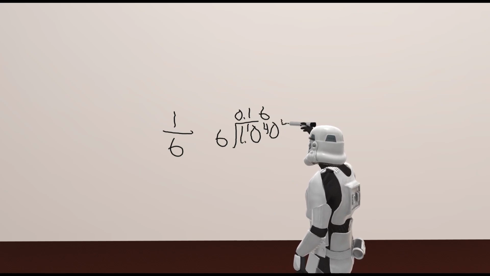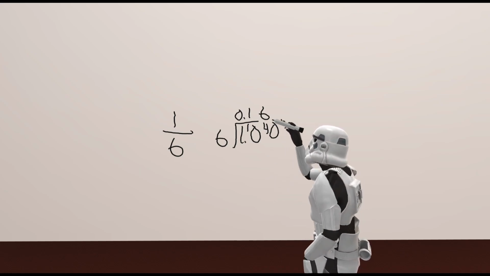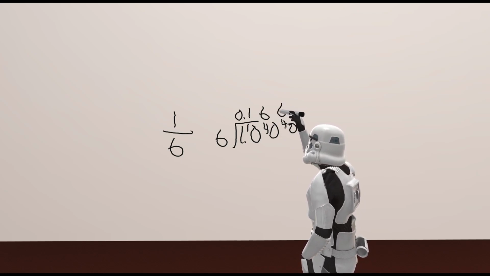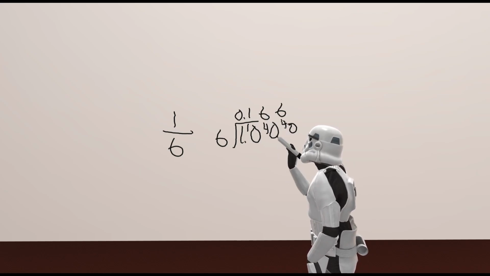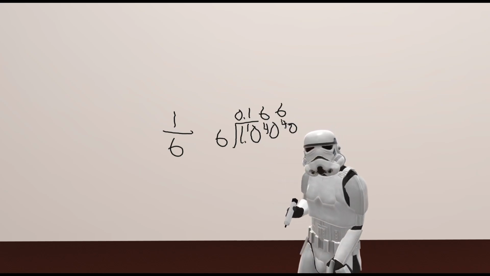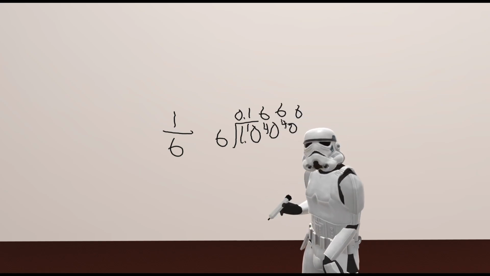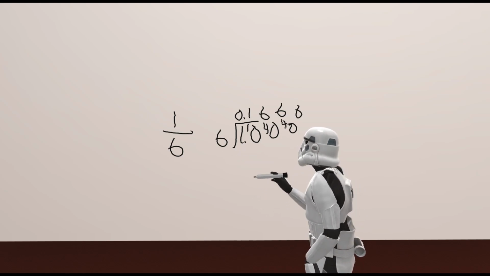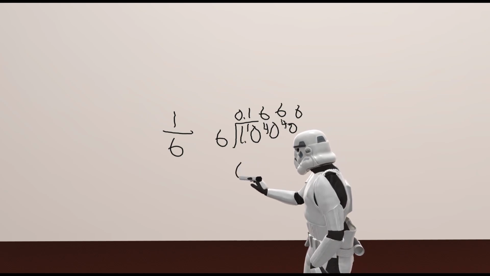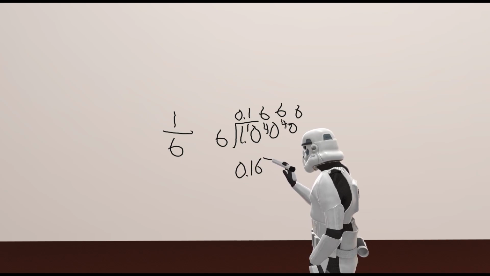So this is going to be a repeating decimal, on and on and on. So we can just leave it as 0.167. Now, why would I leave it as a 7? That's because the next number is going to be a 6, and we can just round that up. So to write 1 over 6 as a decimal, we could just write 0.167.